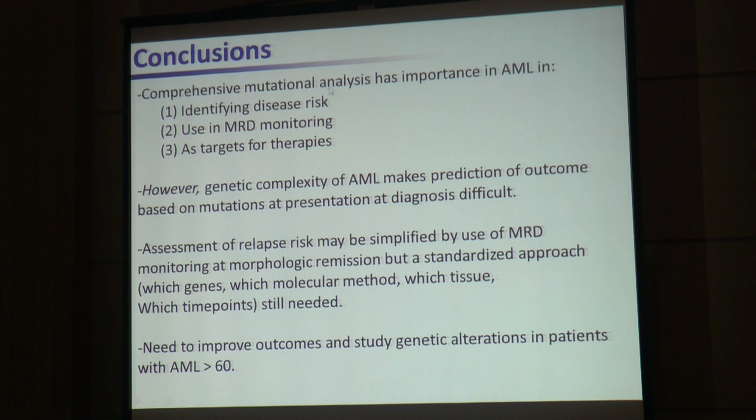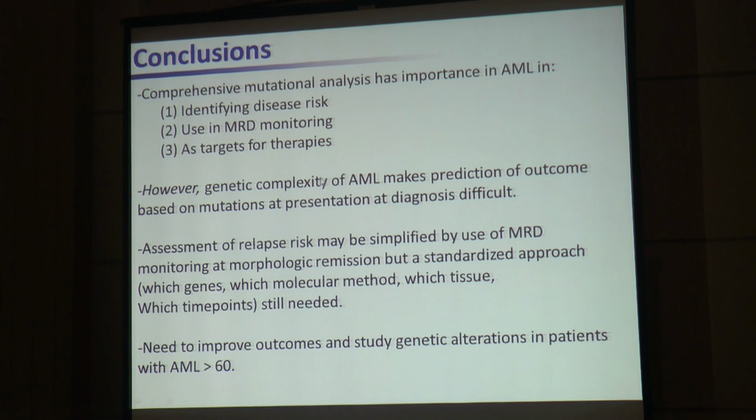So to conclude, what we've shown, the majority of this talk being comprehensive mutational analysis, has importance in AML in terms of identifying disease risk and use in MRD monitoring, which I think is very, very promising and may be more practically useful than determining disease risk at diagnosis. There is hope still that identifying these mutations will provide new targets for novel therapies, and the IDH is just one, hopefully just one example of that.